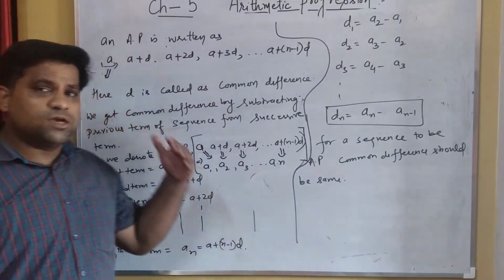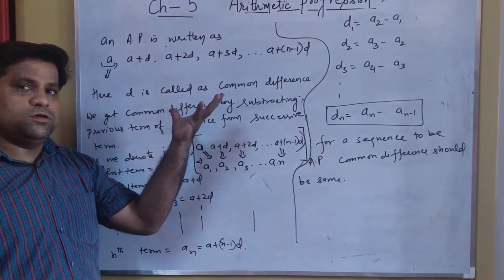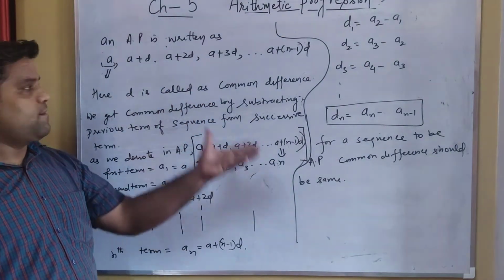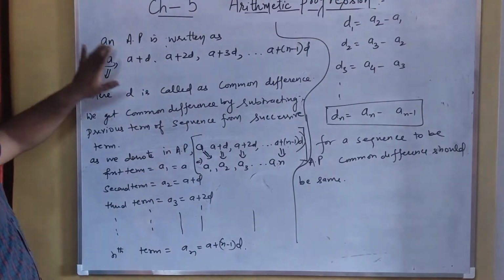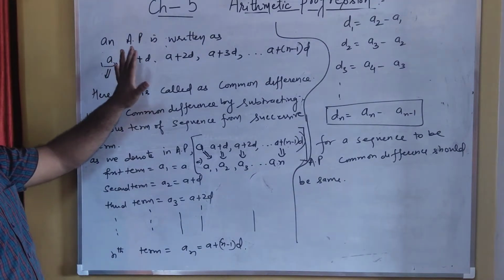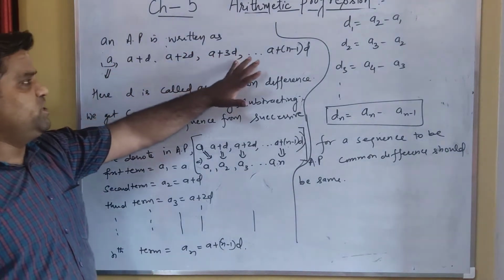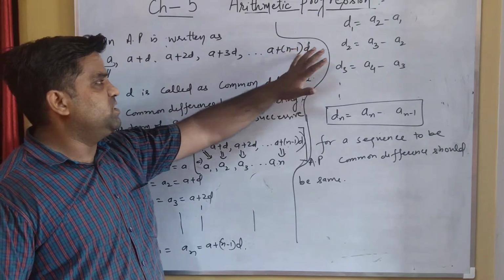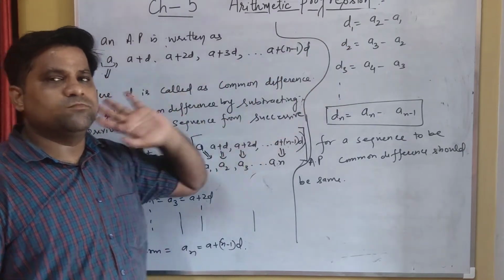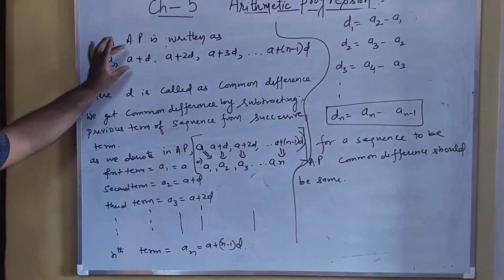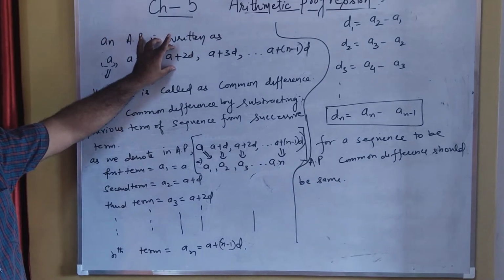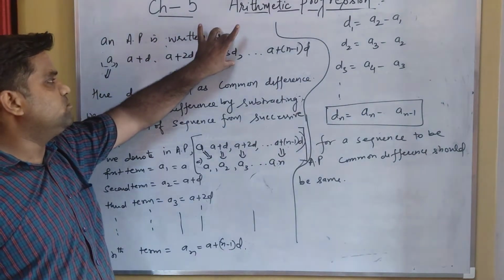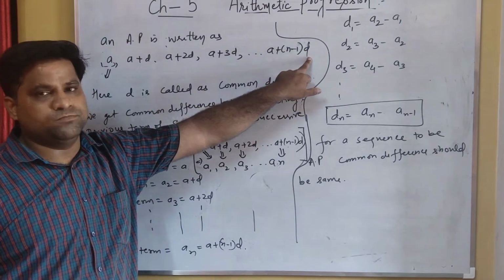So let us come again to the concept of the arithmetic progression. As we know, an AP is written as a, a plus d, a plus 2d, a plus 3d, and so on, a plus (n minus 1) into d, which is the nth term. Here a is the first term, a plus d is the second term, a plus 2d is the third term, a plus 3d is the fourth term, and a plus (n minus 1) d is the nth term.